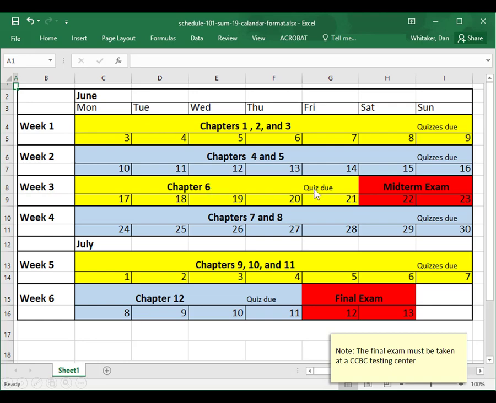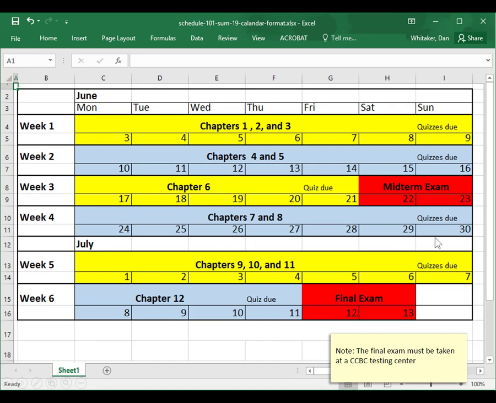Then week number 3, you have 5 days to do chapter 6, and that is a pretty big chapter, and then the quiz for chapter 6 is due Friday at midnight, and then you can take the midterm exam on either Saturday or on Sunday, anytime you want. The midterm exam is taken online at home.